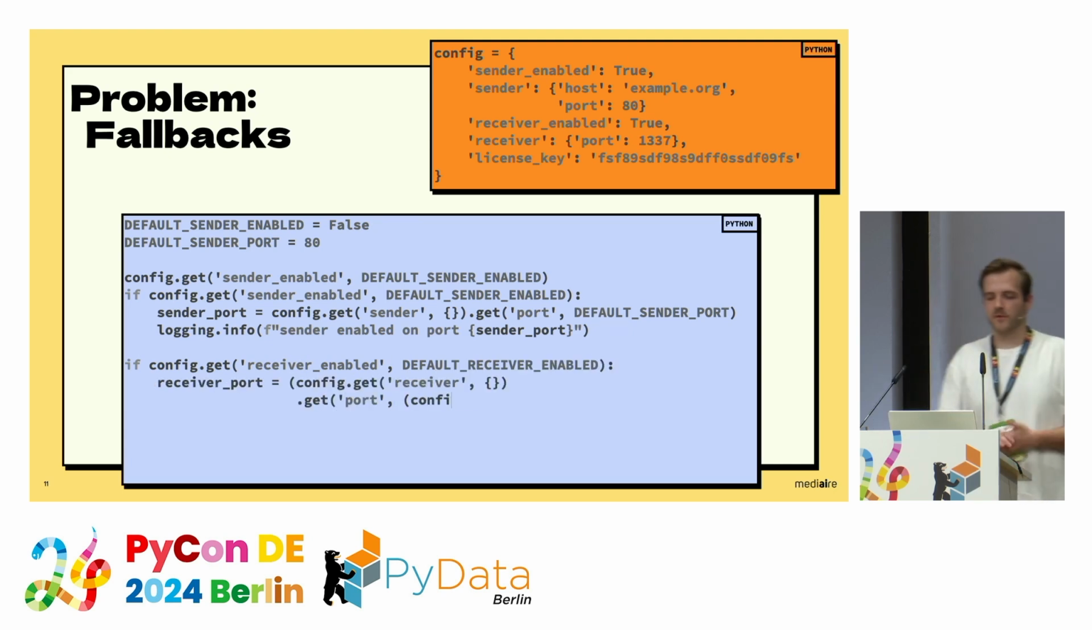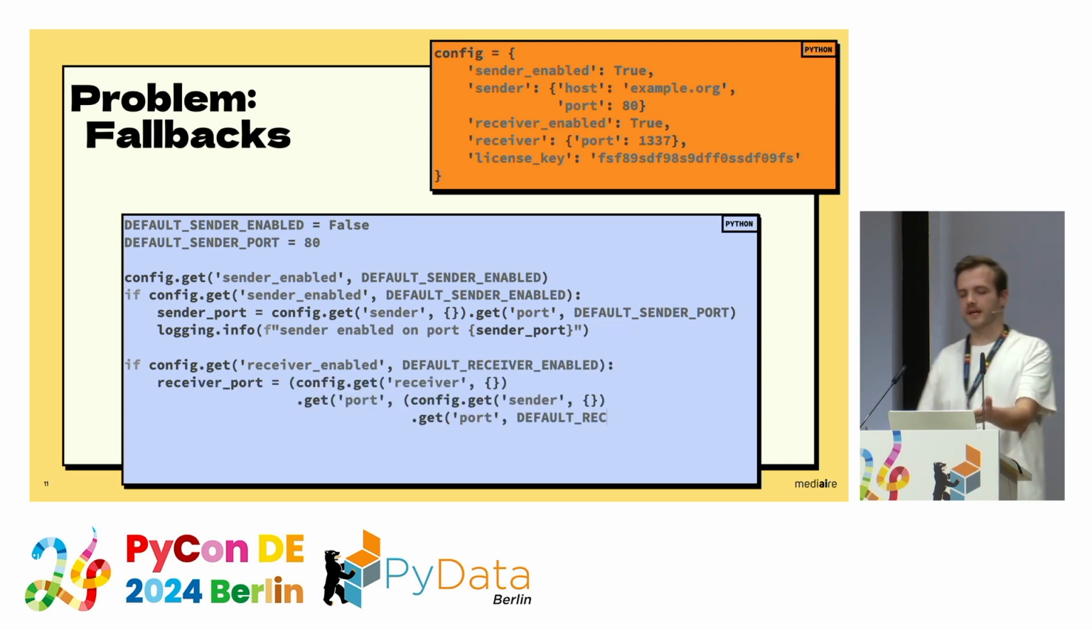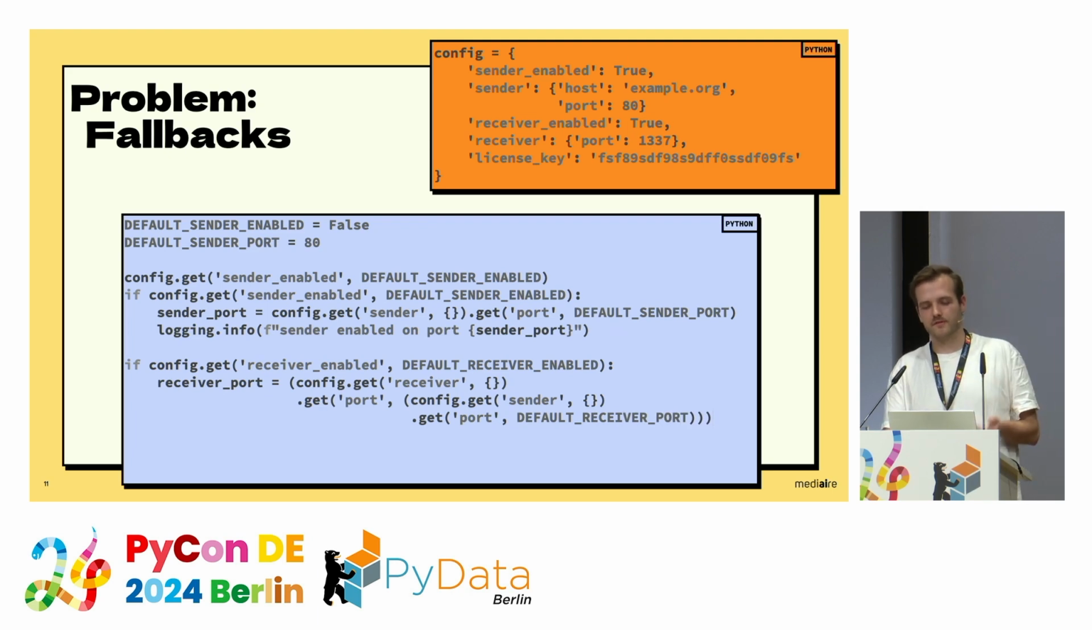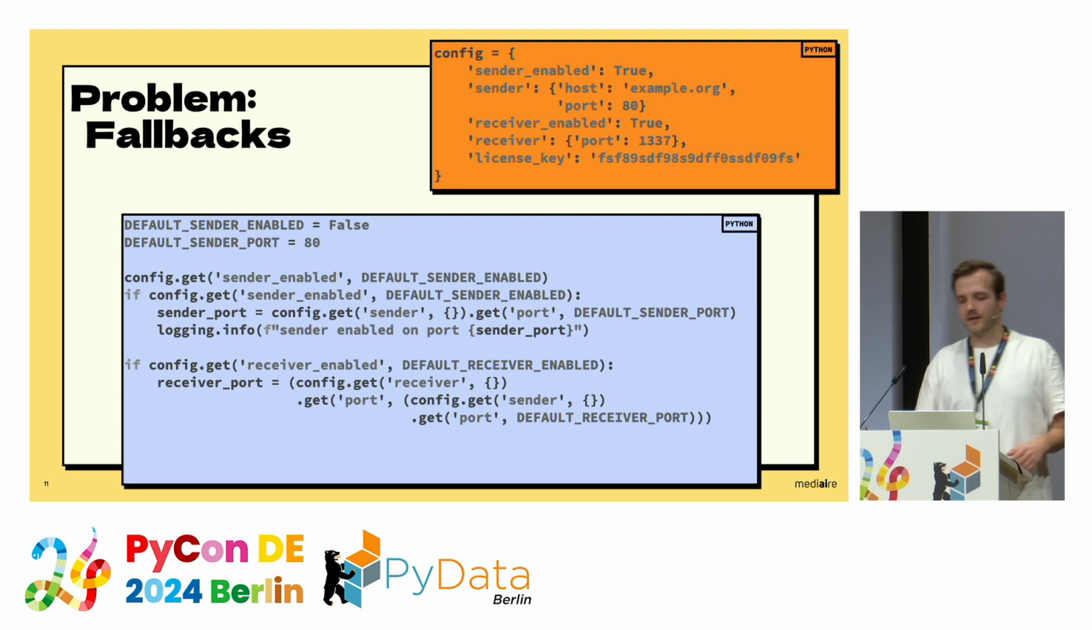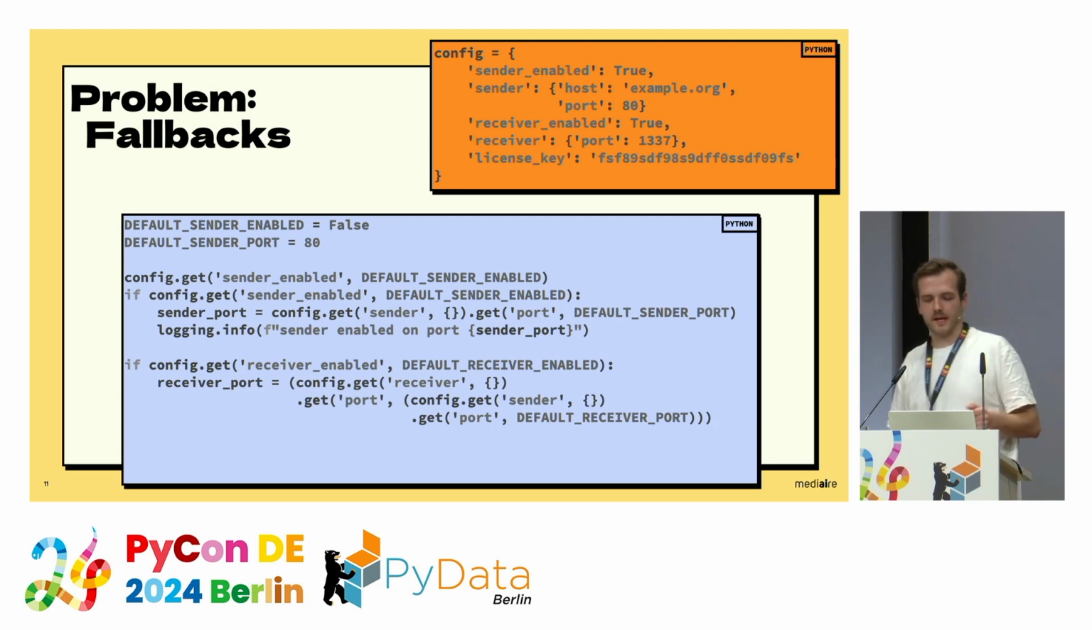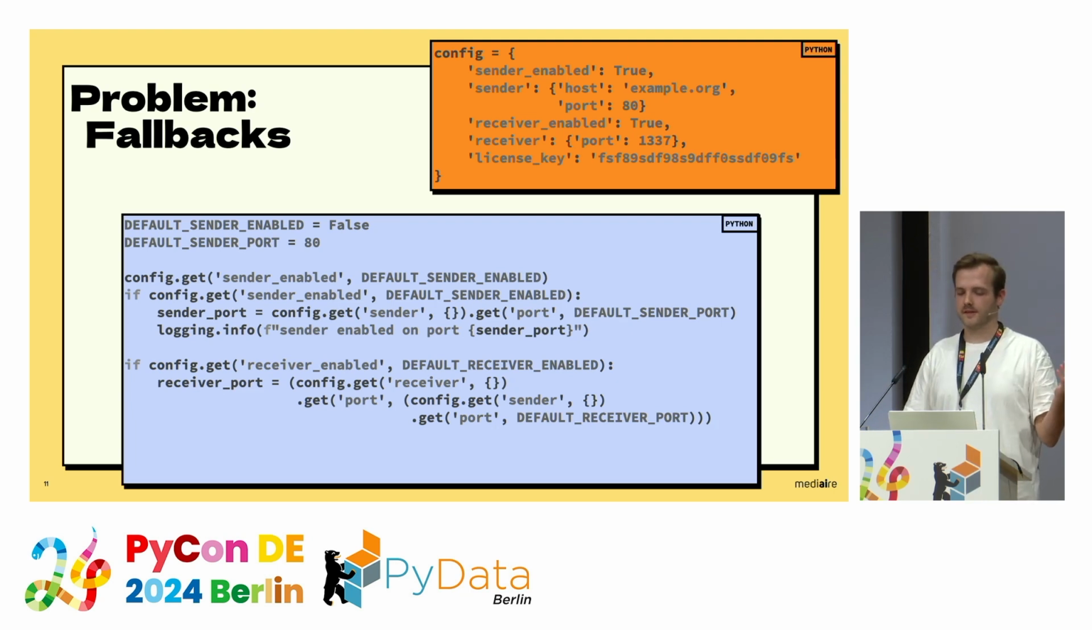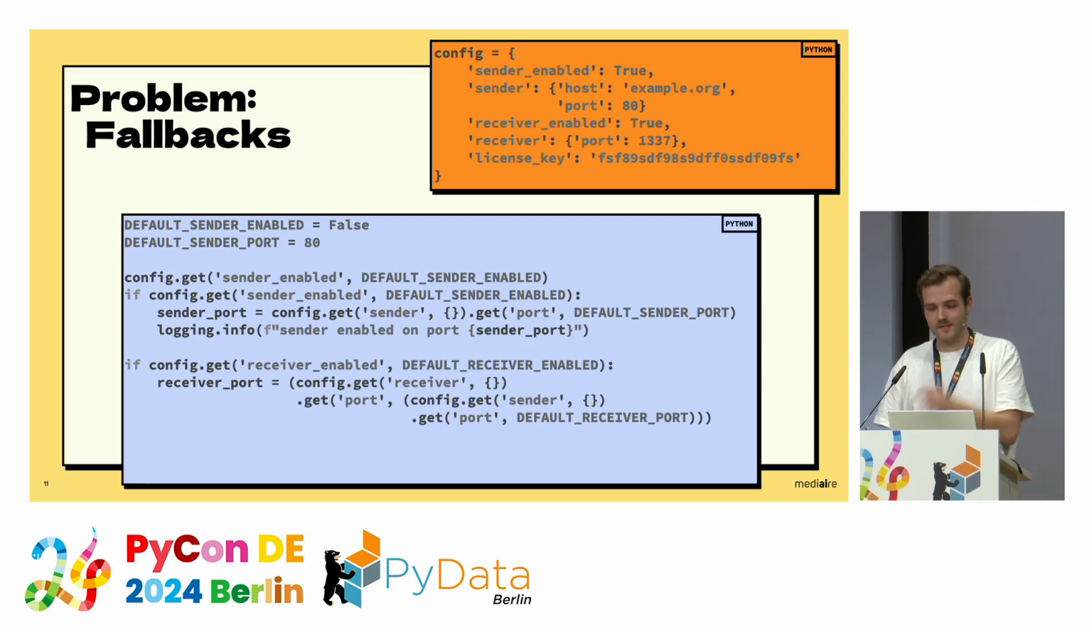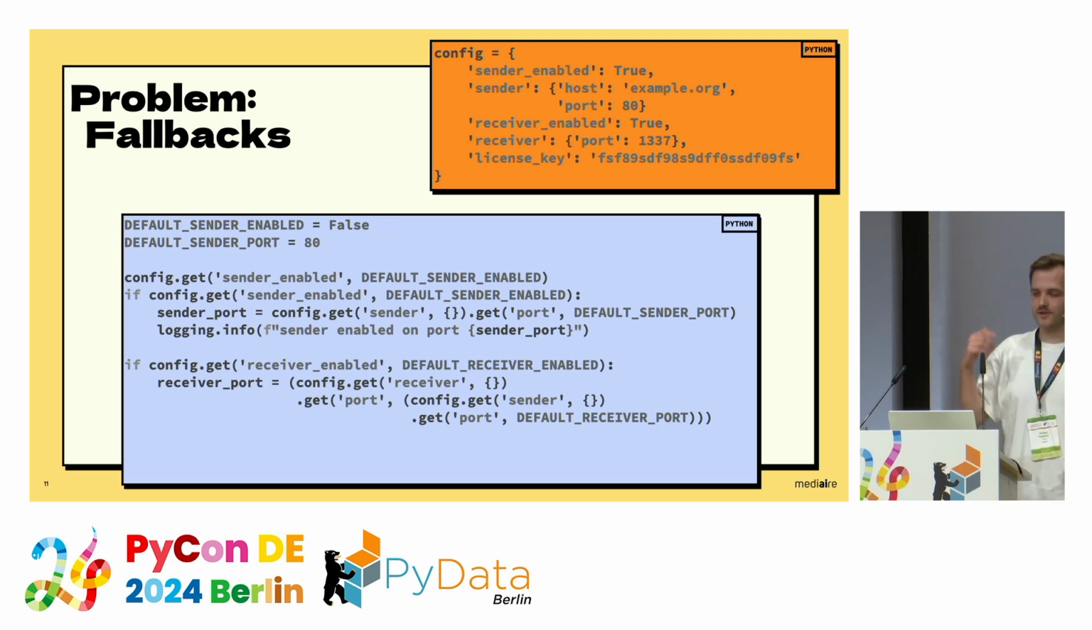And this would work like this, where if we're saying we want to use the same port for the receiver as we configure in the sender, then we get the receiver namespace, supply an empty dict there, then get the port out of that namespace. If that's not defined, then we get the sender namespace, supply an empty default there, and then get the port. And you can see the boilerplate is growing and growing and growing.